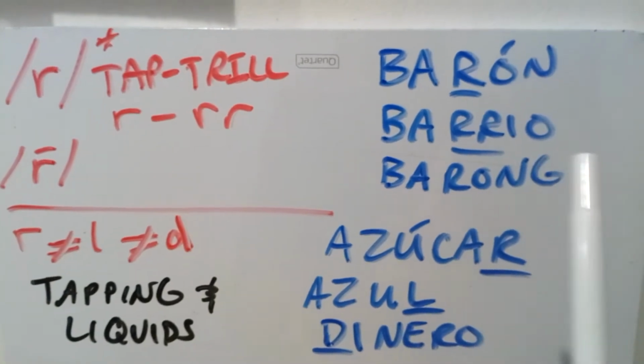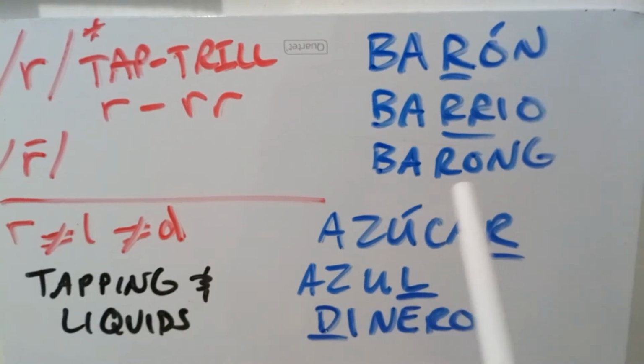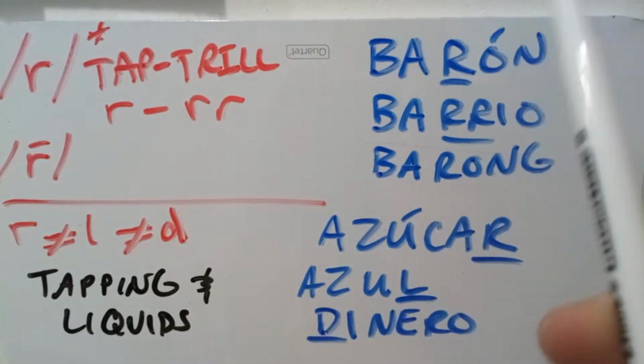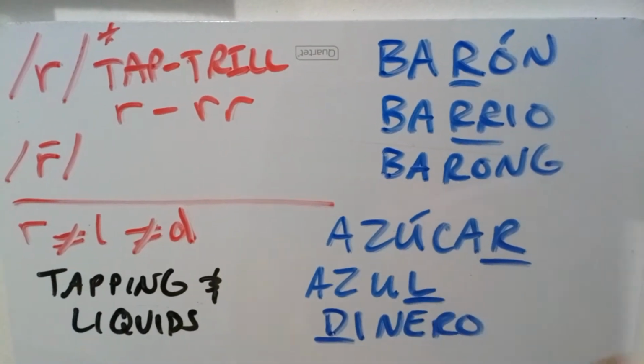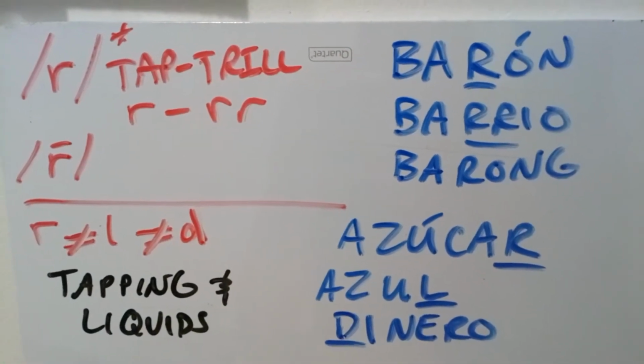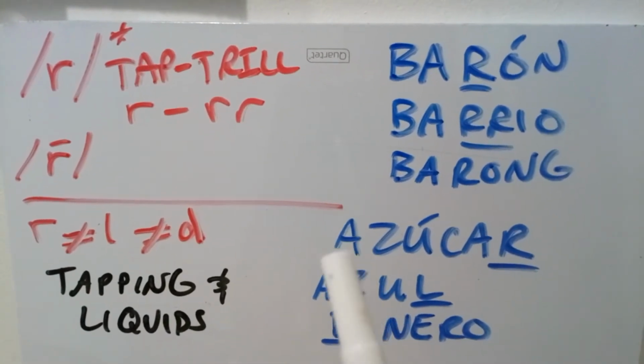All right. The examples that I have written here are baron, barrio, and barong, right? But again, this is starting to be all just one sound. Baron, barrio, barong. It's starting to sound like that. And it's just a change that's happening, or if not, it's already been done.